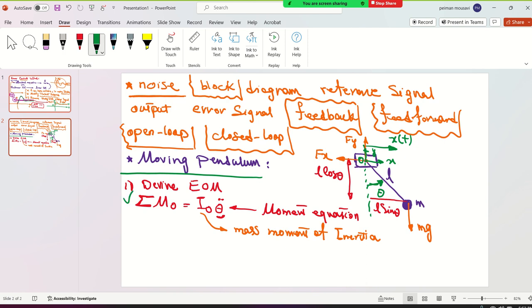Then I can apply this around the point O. Yes, am I right, guys? Can I apply this around point O? Can I? Anyone?